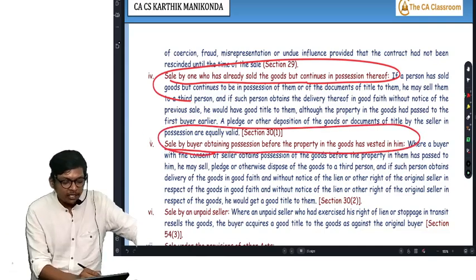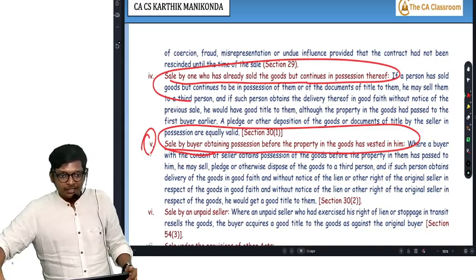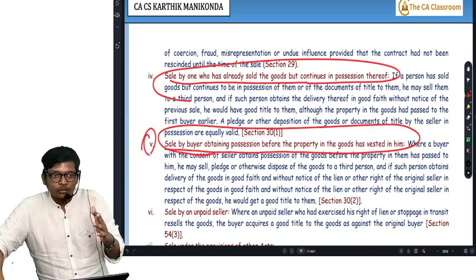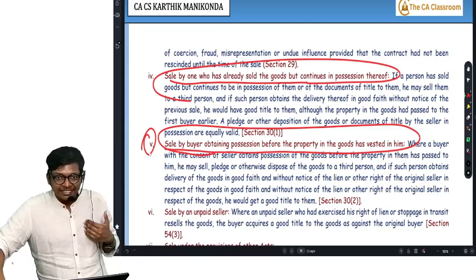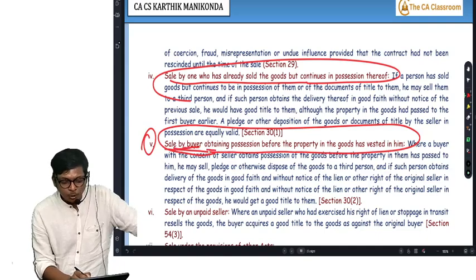Very simple. Point 5: you went for a car test drive. Are you the owner? No. On the test drive, they sent you alone, and you went and sold the car. The sale is valid. That's why, on a test drive, somebody will come with you. Look at the point: sale by buyer obtaining possession.